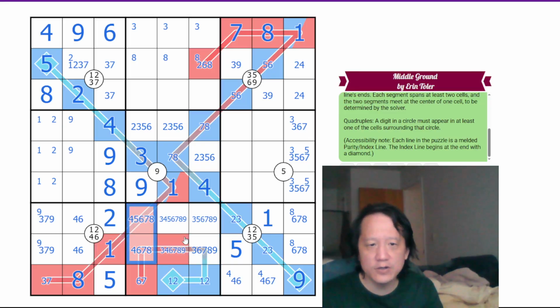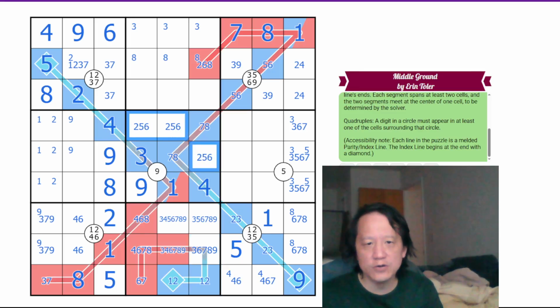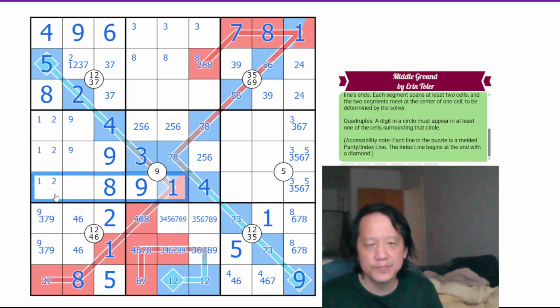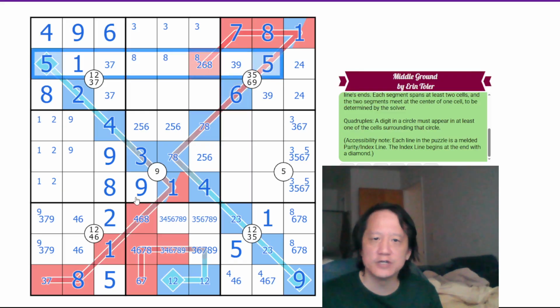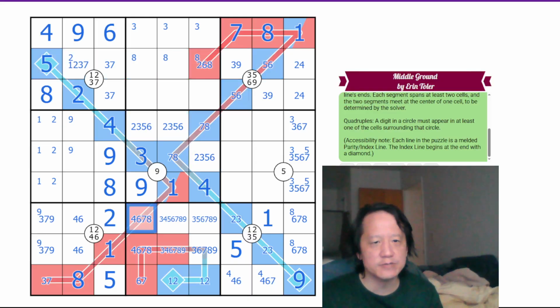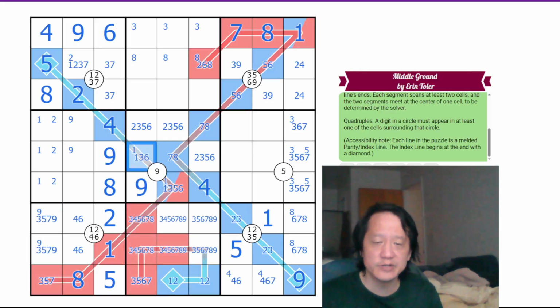No more 3 here. This is even. So 4, 6, or 8. This is looking okay right now. This has to be a 1. 5 eliminates 5 here, so it's 6, which makes that 5. And we have a contradiction there. Okay. That was a long-winded way to show that contradiction, but okay.